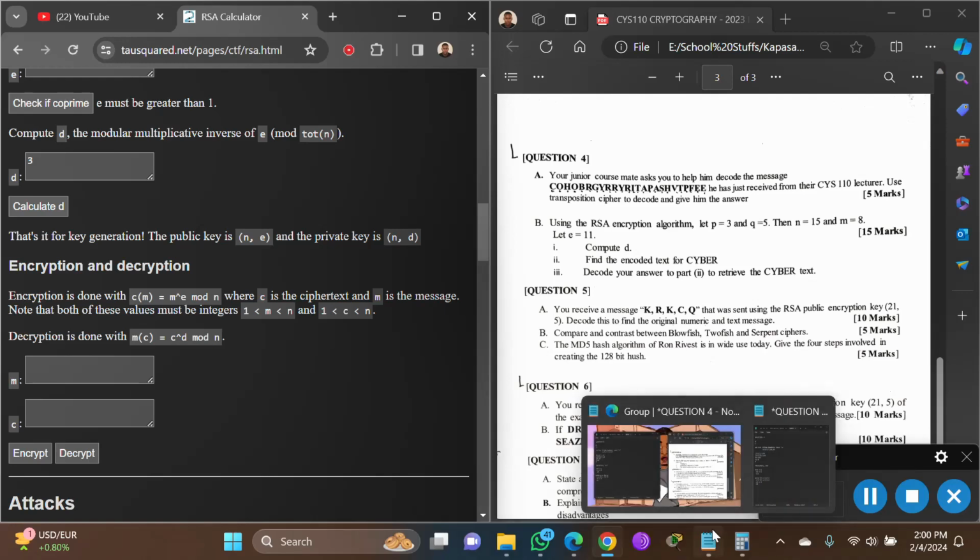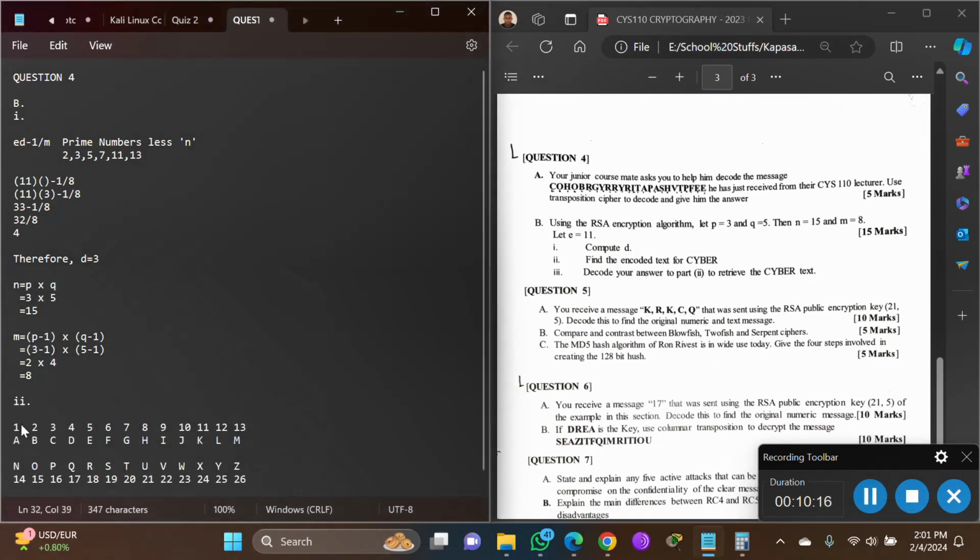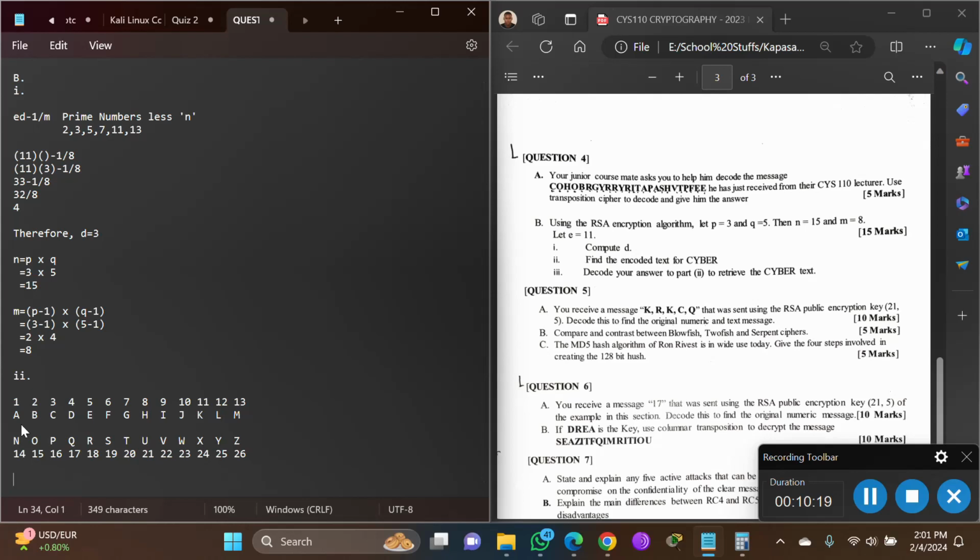I'll go back here, then we are at question 2. We need to list our alphabet so we know what number corresponds with each letter. Now we have this plain text, which is cyber. It's called plain text because we are able to understand it. It's in clear format. So I need to make sure that each letter in cyber corresponds with a certain number.